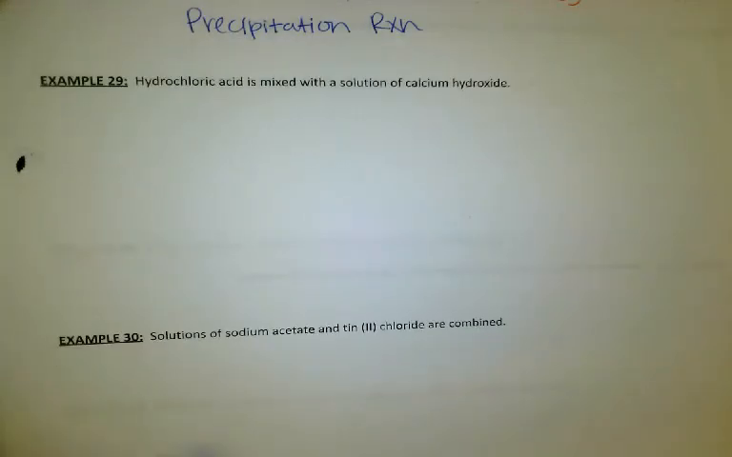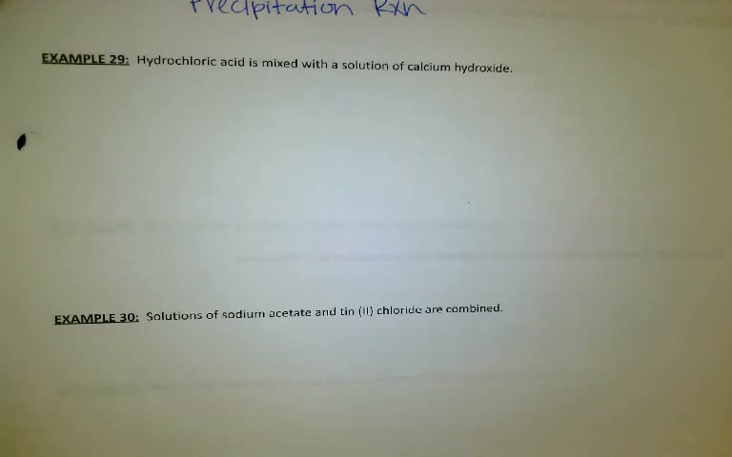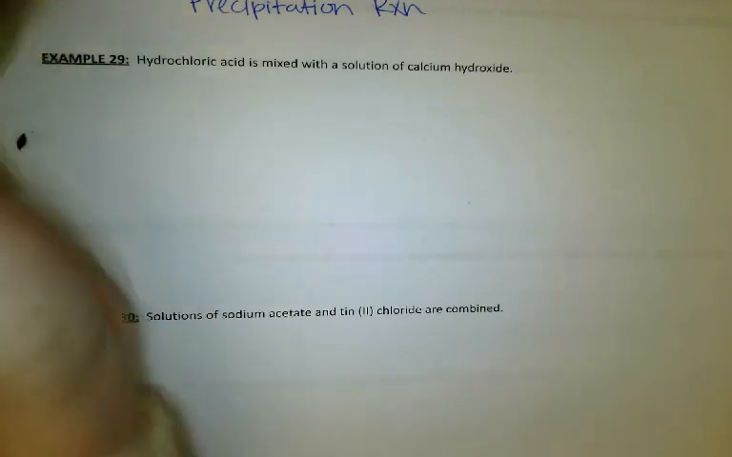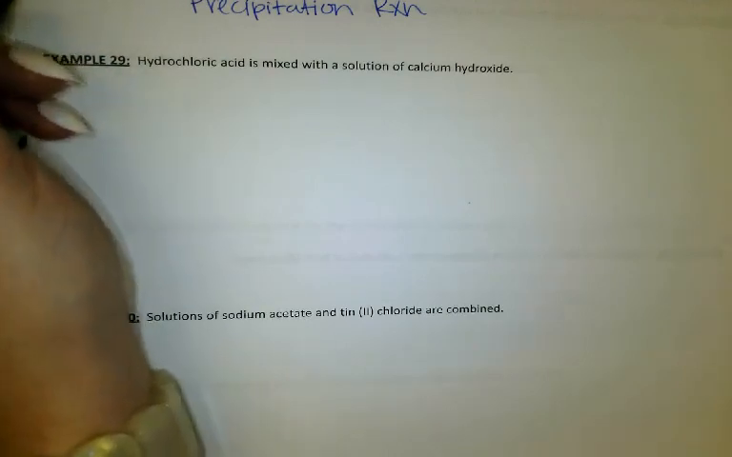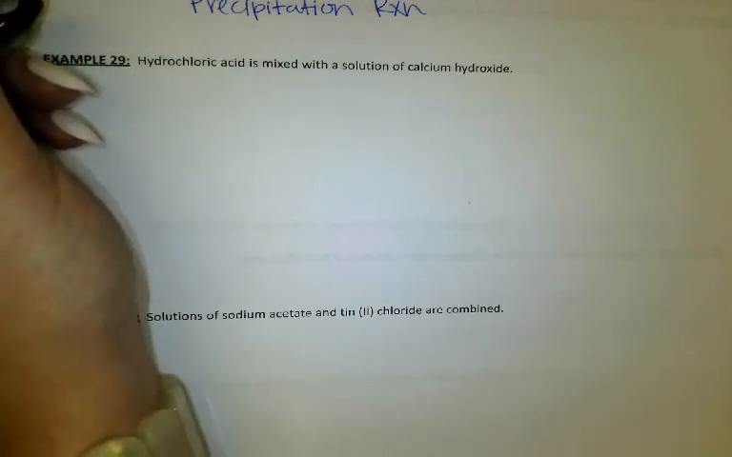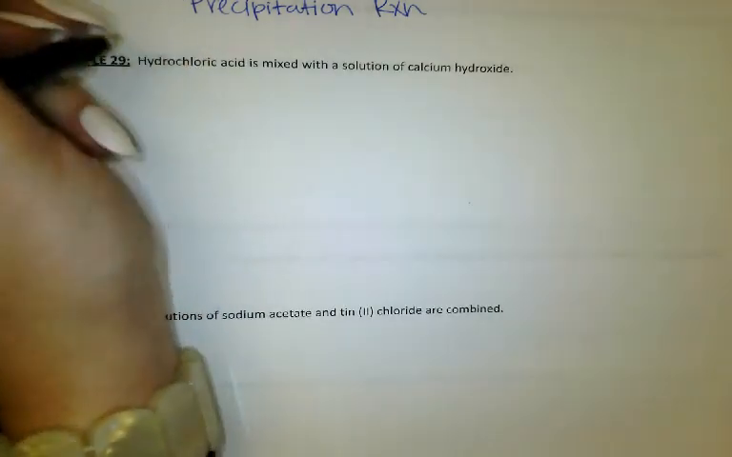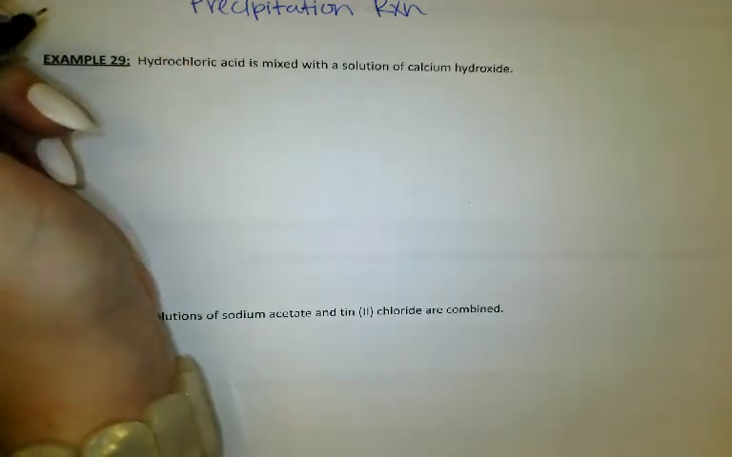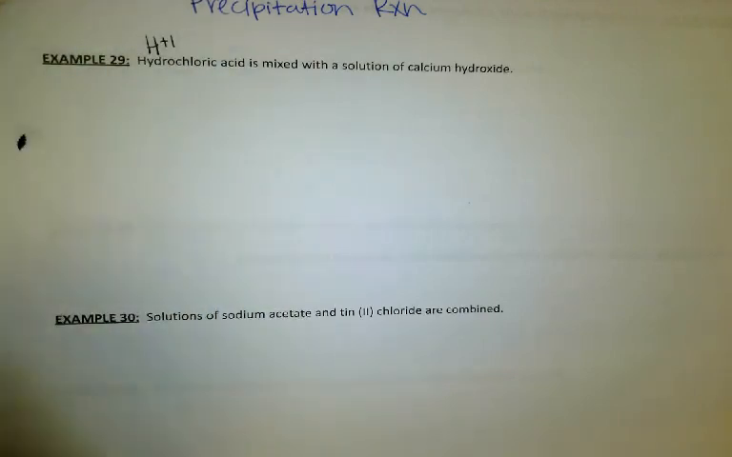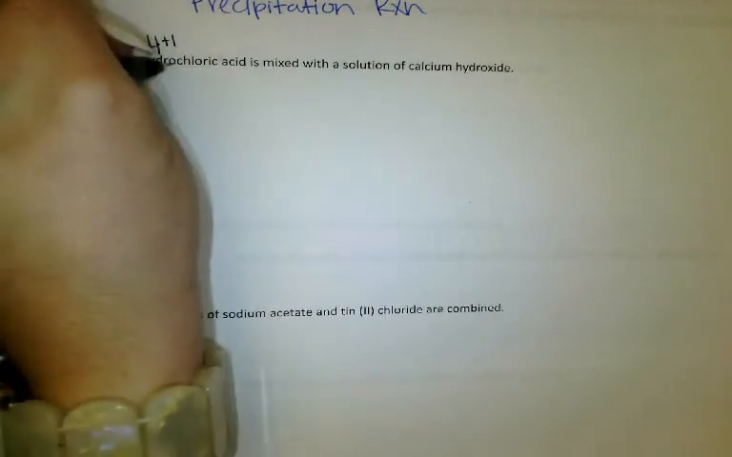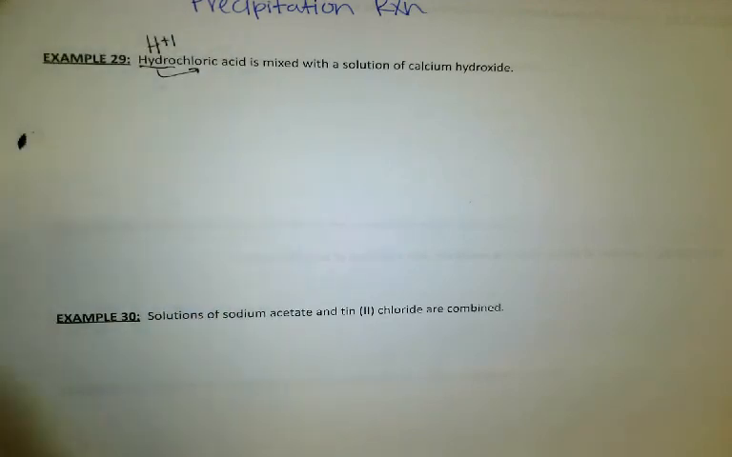Hydrochloric acid is mixed with a solution of calcium hydroxide. Okay? So, hydrochloric acid. Acids always have what as their cation? H positive 1 is always their cation. Now, if you have hydro in front, that tells me that my anion is what? Ide, meaning it's just the element, right? It's not a polyatomic ion.